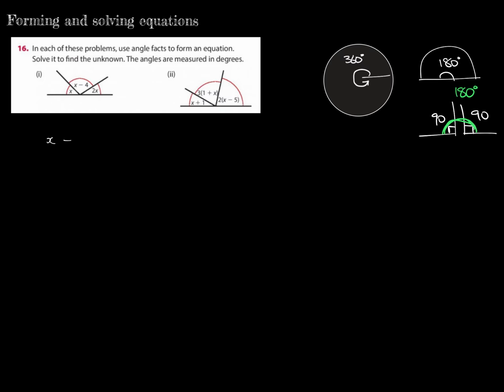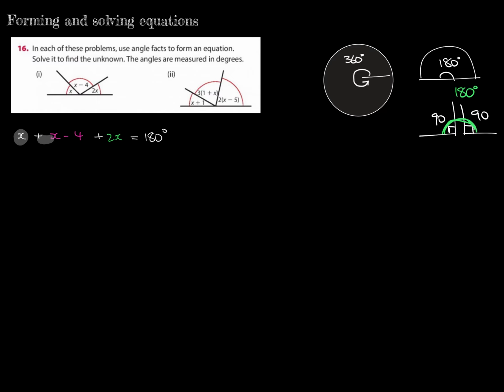So x plus, I'll do this in pink, x minus 4 plus 2x will be equal to 180 degrees. The reason I put them in different colors is just so that you don't make mistakes with signs. You're adding this term, you're adding this term, and you're adding this term.